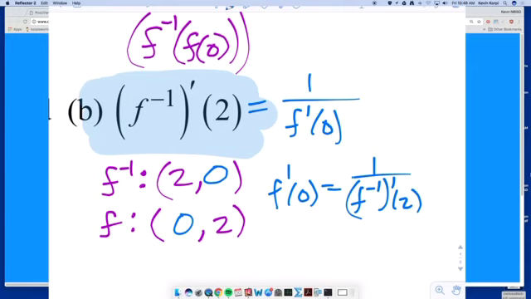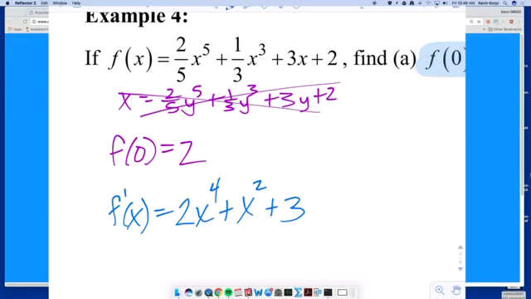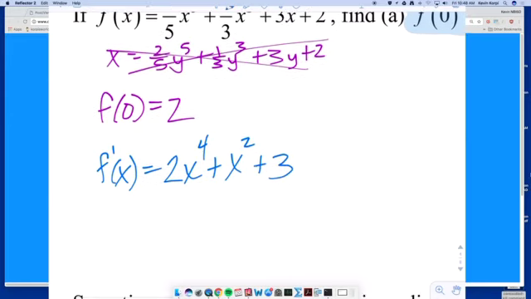So this is going to be our plan of attack. Since I couldn't find the equation for f inverse to take the derivative, I'm going to take the derivative of the function that I was given, f, plug in a 0 to the derivative, and then take its reciprocal. That's what we're going to do. All right, so here we go. F of x is given, f prime of x. It's just a little power rule, right? 2/5 times 5 is 2, so we get 2x to the 4th, plus 3 times a third is 1. We get x to the 2nd, plus 3. That was easy. Didn't even break a sweat.